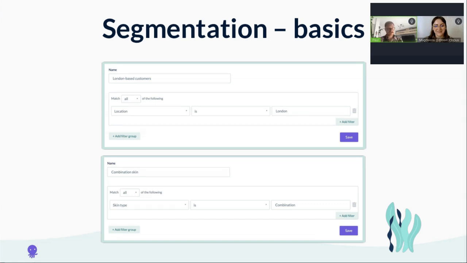Segmentation can also help you personalize your emails and get even better conversion. For example, in case of your skincare company, you can collect location data and ask your subscribers what their skin type is, and send recommendations for products specific to their needs. Oh, yeah, that's actually a great idea.